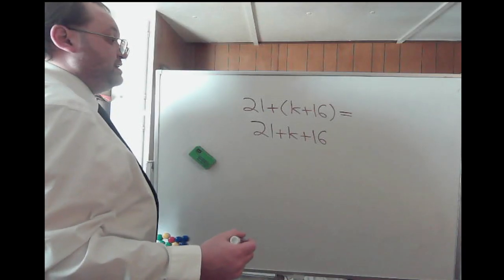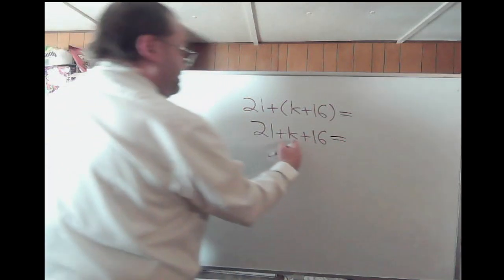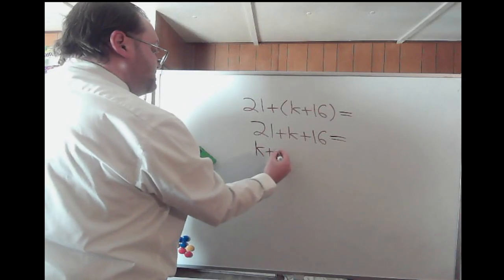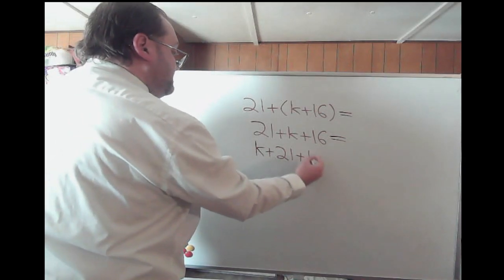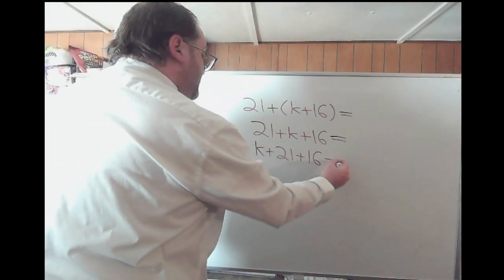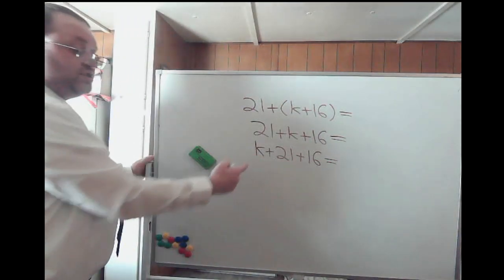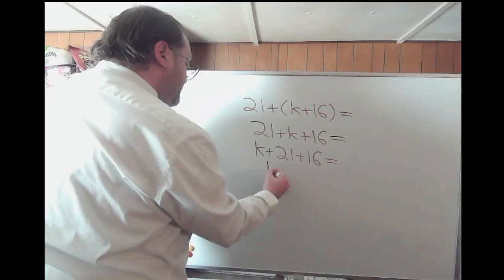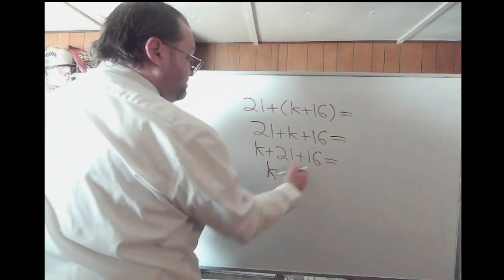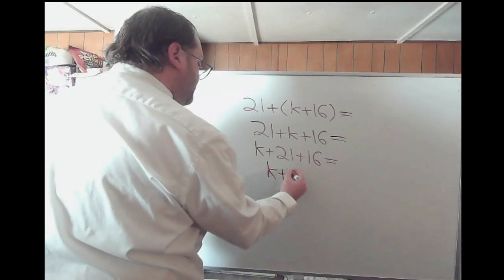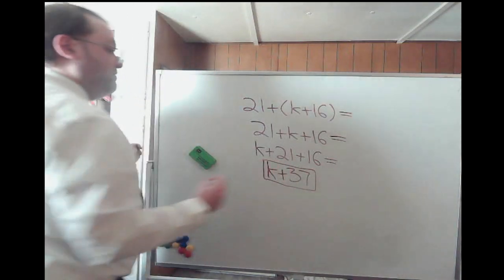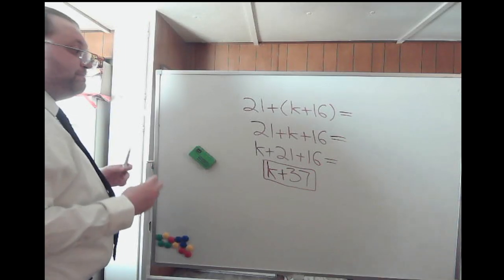Now, if you want, we can use the commutative property. We can switch places with k and 21. You also have k plus 21 plus 16. By the commutative property, you can move the numbers around. And now you have the variable term by itself, which would just still be k, but you would add up the two constant terms, the numbers. So 21 plus 16, that's 37. So the answer you would get is k plus 37. That would be the answer to that.